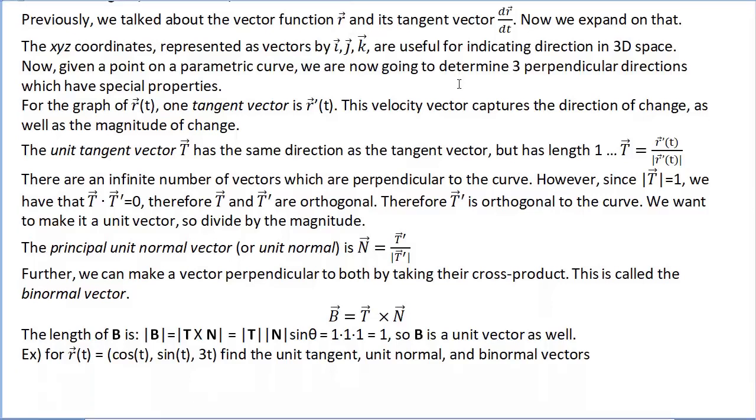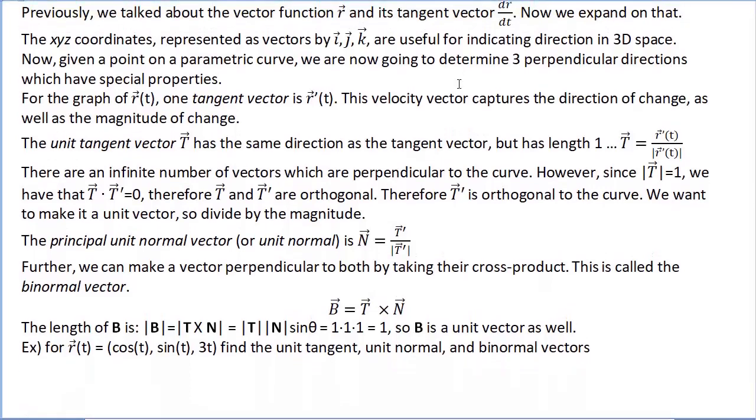So we're going to do an example where we're just going to find T. For this position vector, r equals cos t, sine t, 3t, it says find T, N, and B. We're just going to find T. So T equals the derivative of the position vector divided by its magnitude. So we get a unit vector.